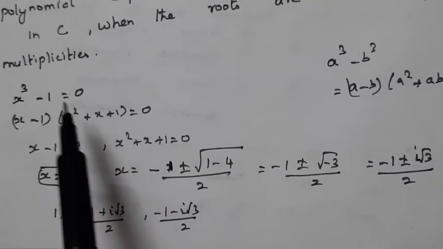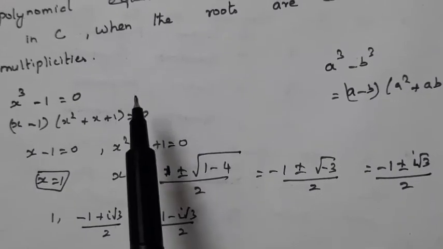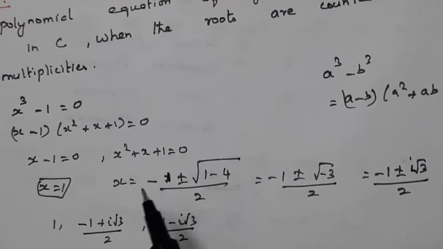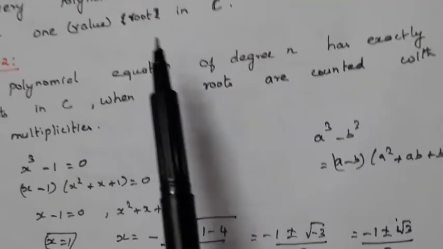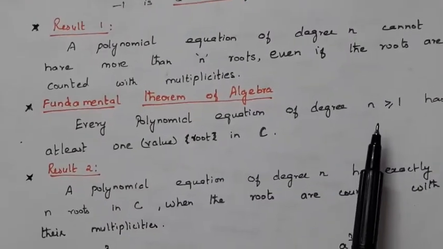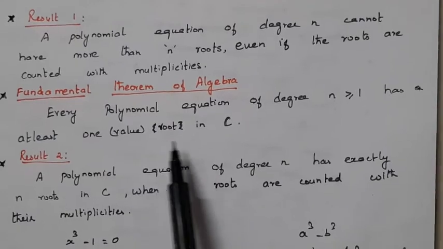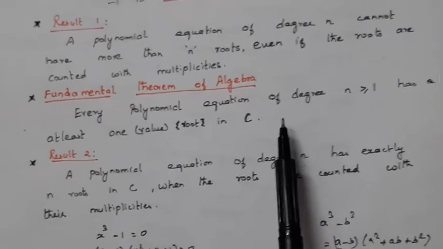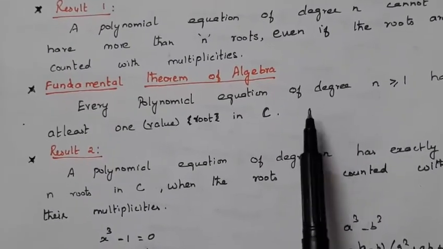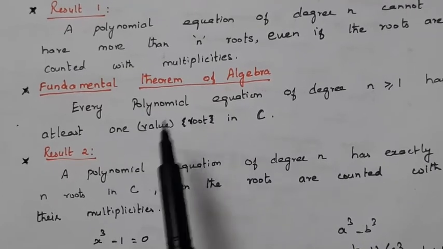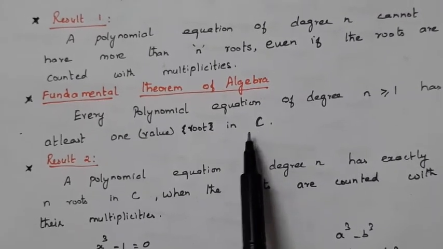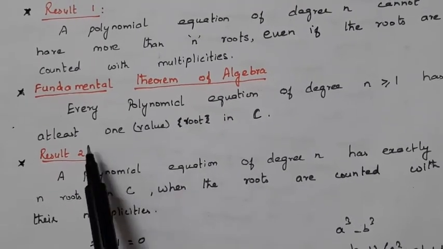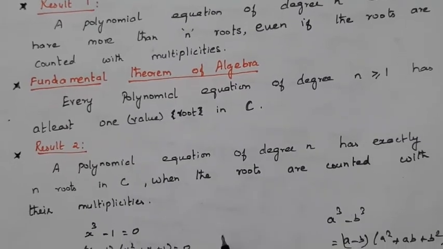So for a polynomial equation of degree n, we may have n roots, but not all the n roots will be real. Some may be real and some may be imaginary. That is the fundamental theorem. They have given that for a polynomial equation of degree n greater than or equal to 1, it has at least one root in C. So this theorem states that not all the values of x will be real, some may be complex numbers. Sometimes all the roots may be real, but at least there will be one root in C, meaning sometimes we may have complex roots. That is the meaning of the fundamental theorem of algebra.